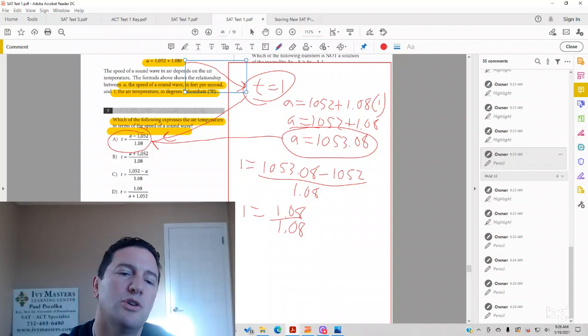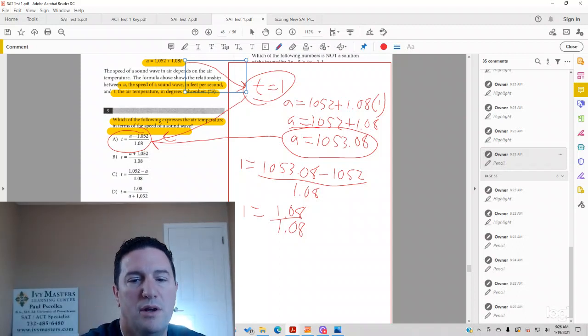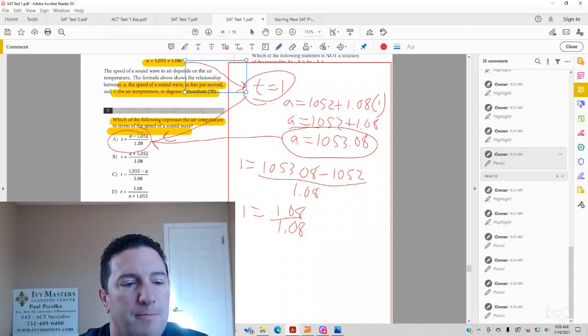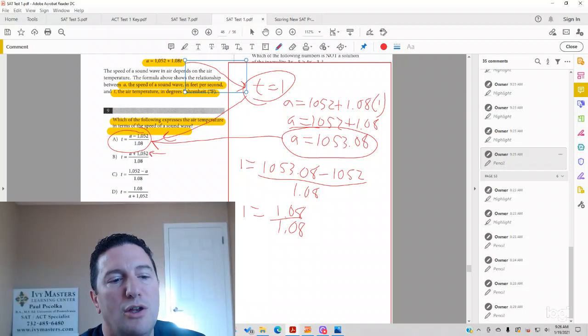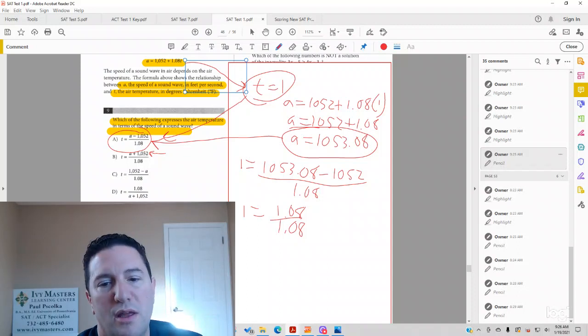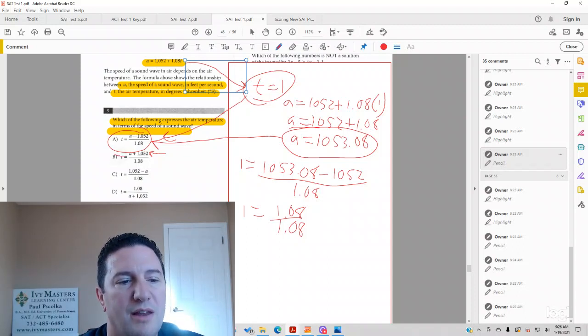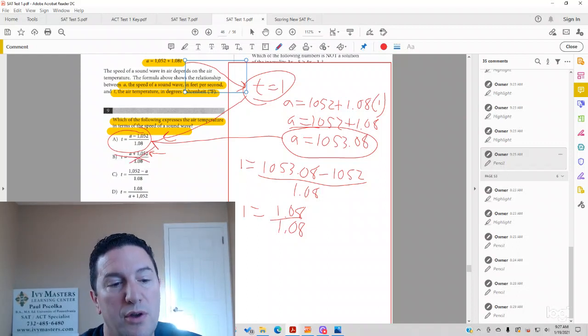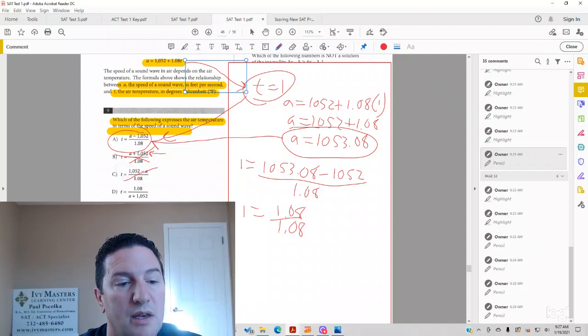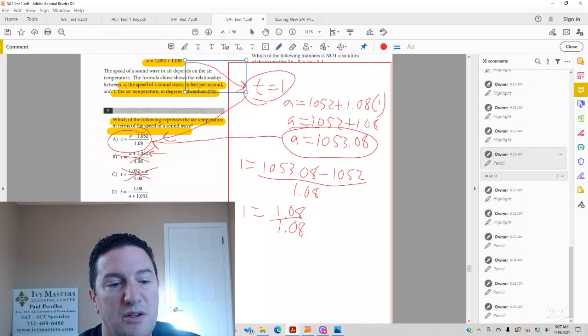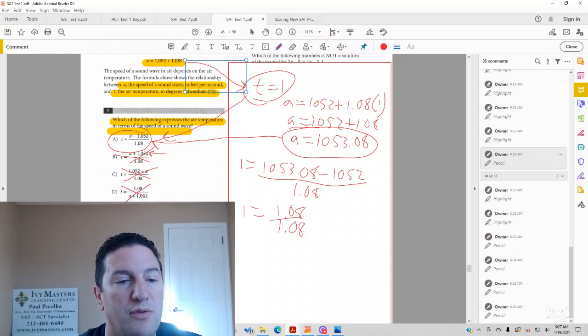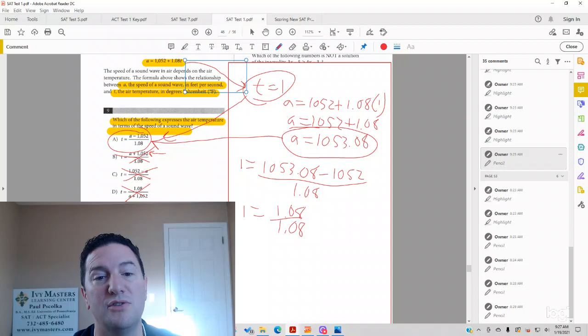When you take that approach, you should check every answer choice, but you could see if I plugged my A and my T into answer choice B, I'd get 1 equals, I'd get a huge number on top. I'd get 2,105.08 over 1.08 does not equal 1. In answer choice C, you could see 1052 minus 1053.08 is going to give me a negative on top. 1 could not equal something negative. And then in answer choice D, you could see 1.08 over that 2,105.08. That's going to be a very small value. So once again, you see that A is your answer.